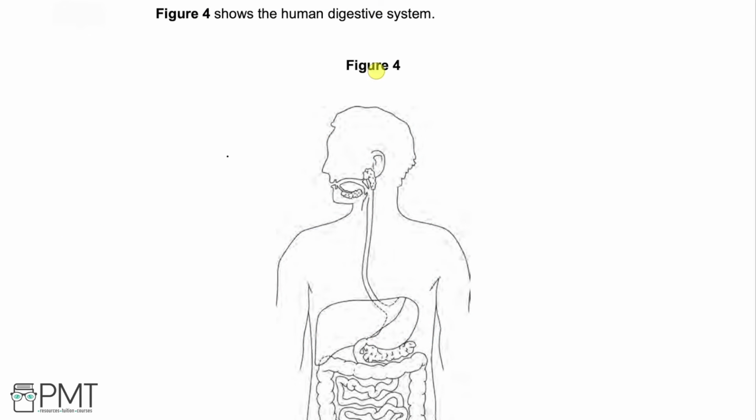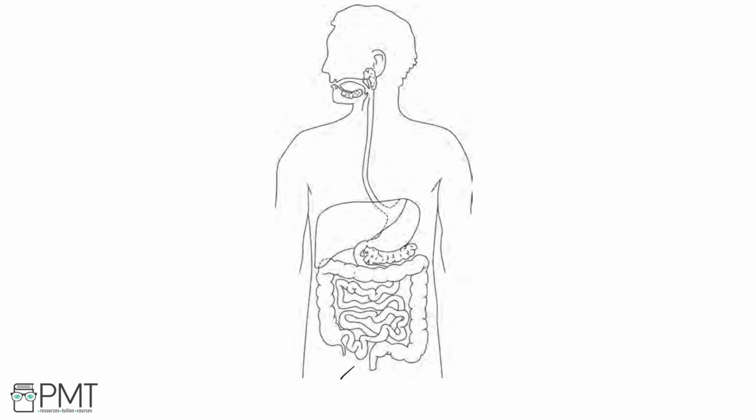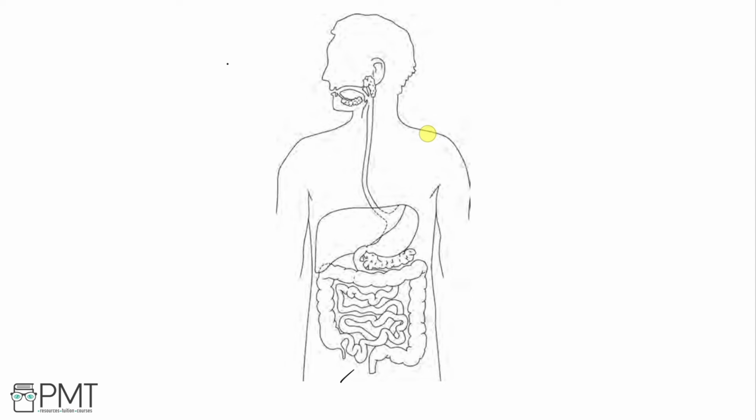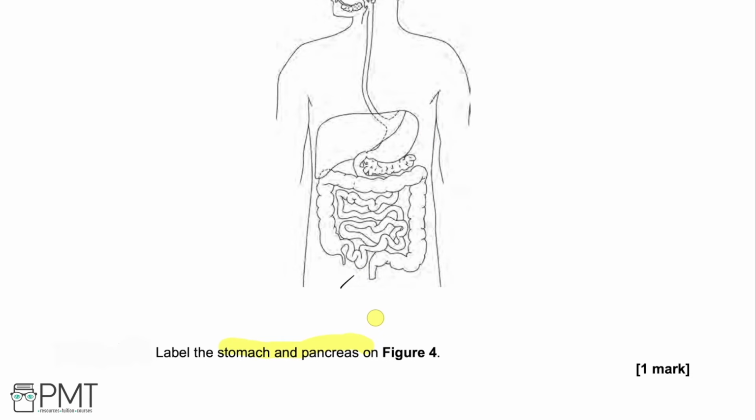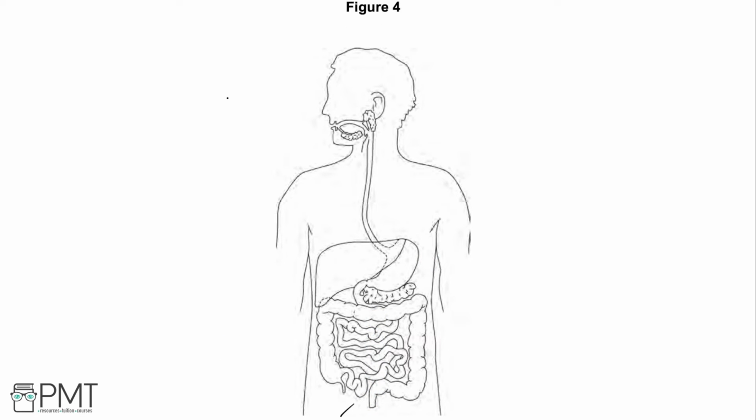Figure 4 shows the human digestive system. Let's have a look at figure 4. It clearly shows a human with a mouth leading to a stomach, small intestine, large intestine, rectum and anus. Alongside this we can also see the liver and the pancreas. Now the first part of the question asks us to label the stomach and pancreas on the diagram. Well, the stomach is the kidney bean shaped organ on the right hand side here, which churns the food. The pancreas is located just beneath or to the side of the stomach, and it often has this wrinkly pattern as shown here.